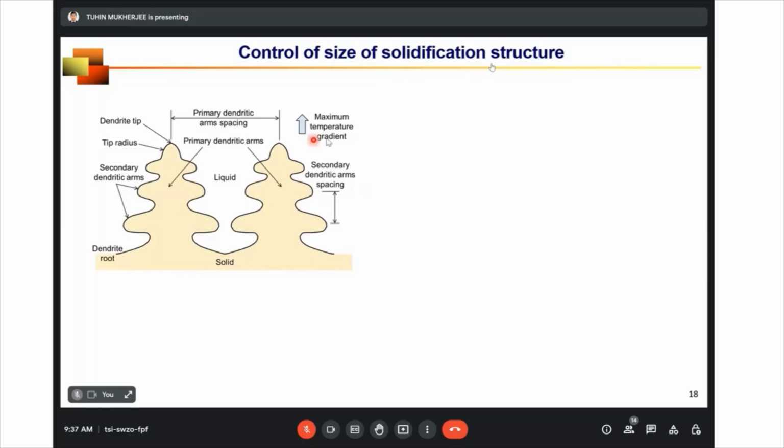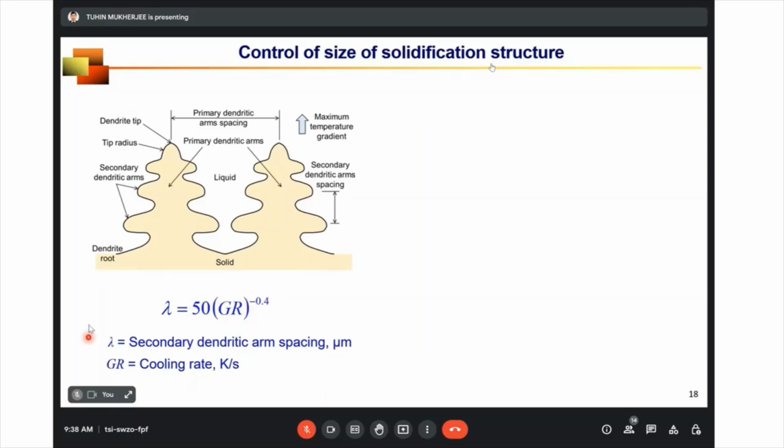So how can we calculate secondary dendritic arm spacing from cooling rate? So there is the formula. You can calculate the cooling rate, which is the product of temperature gradient G and solidification growth rate R. Now these two constants, 50 and 0.4, they depend on alloy. So this is for stainless steel, but if we change the alloy, let's say nickel alloy or aluminum alloy, they will change. And there are handbooks that have values for these two constants for different alloys.